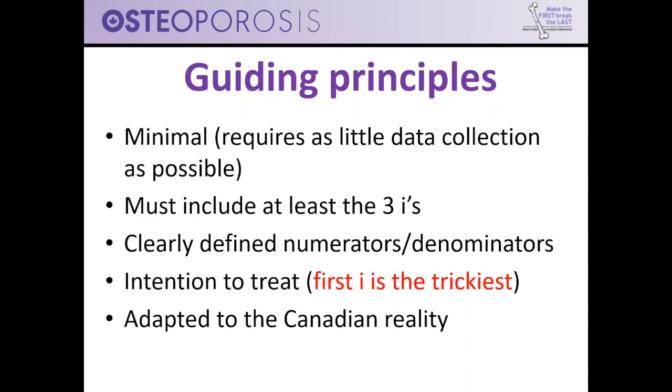But the intention to treat principle is a higher level principle as well. It's used a lot in research, and it's always making sure that nobody is excluded from the list, no matter the reason. So I don't want to go into the details of this, but that is the principle that we wanted to use for each of the 3 I's. So for the first I, the second I, and the third I independently. And I've put here that the first I is the trickiest, and I'll go over that a little bit.